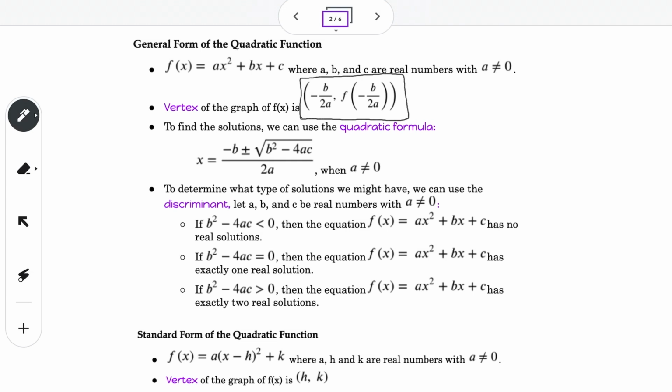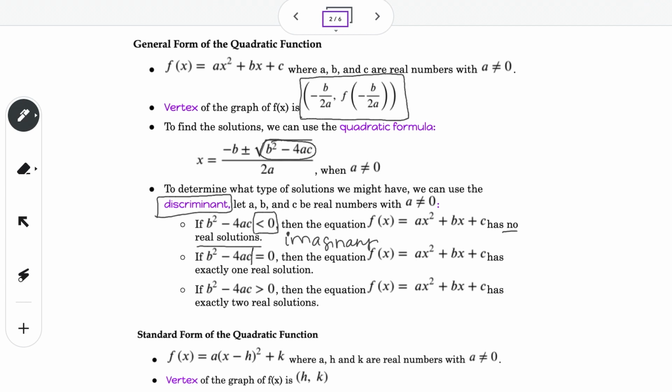So we also can determine what's called the discriminant. The discriminant tells us what type of solutions we're going to have. So if I just look at underneath my radical here, this b squared minus 4ac, if I just take this portion and it's less than 0, that tells me I have no real solutions. These would be imaginary solutions.